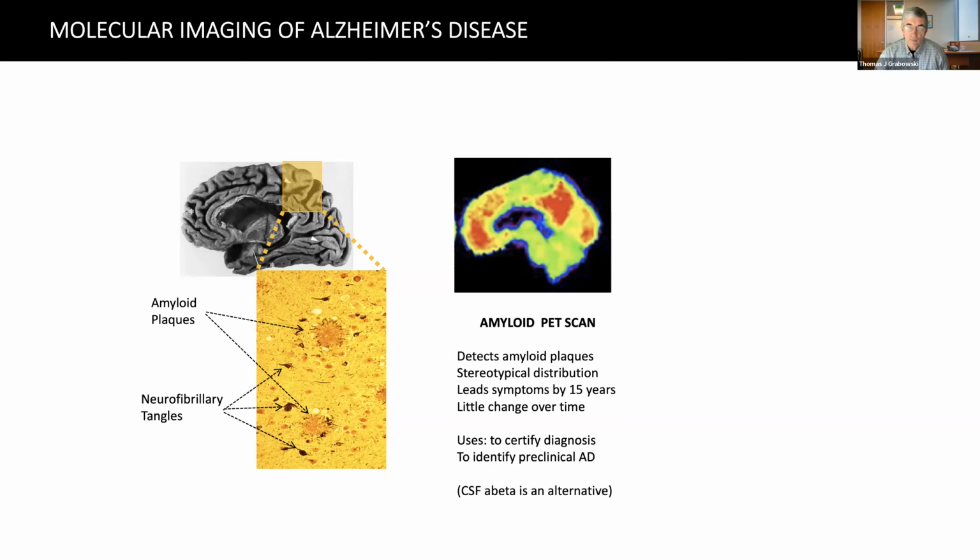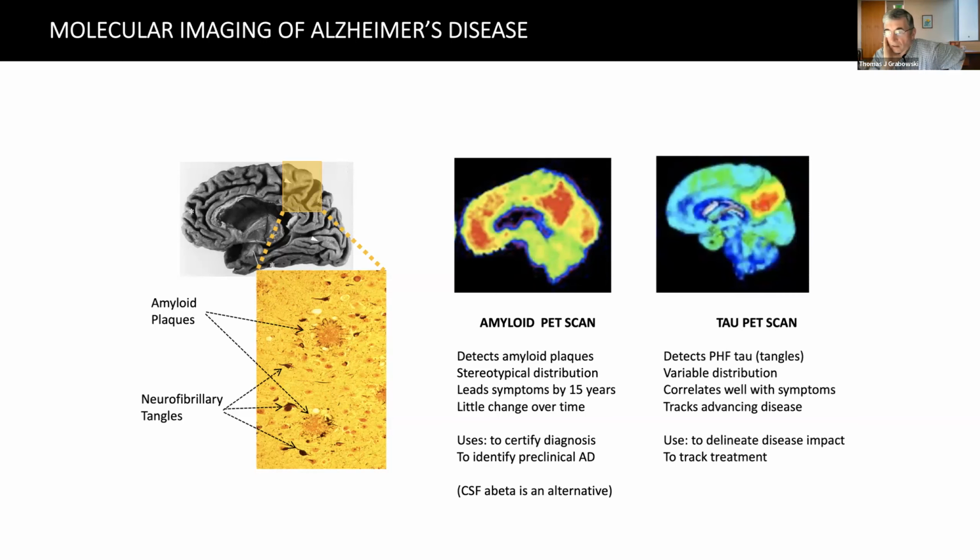You could use a fluid measure just as effectively as an amyloid PET scan in general. Tau is another story. There's a variable distribution that correlates well with symptoms and does track advancing disease pretty well. So I see the future of tau PET scan as a progression marker. We can talk about that if you like.